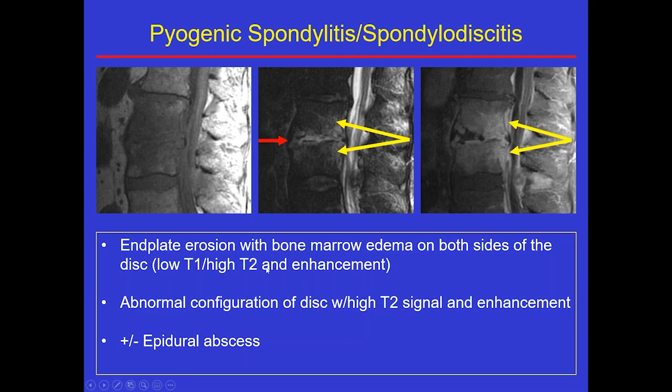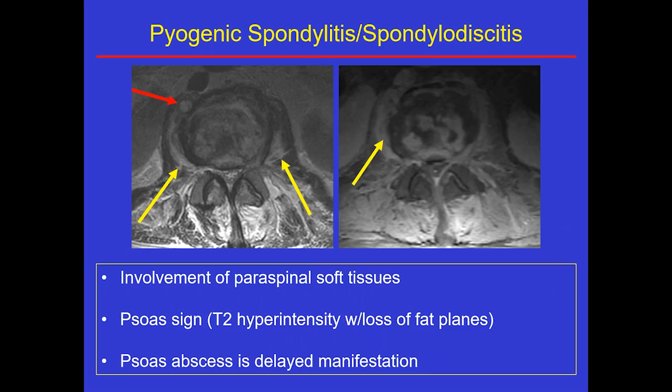So what we see are areas of end plate erosion on the T1 weighted images with bone marrow edema on both sides of the disc, as indicated by the yellow arrows here. There's low T1 signal, high T2 signal, and then enhancement. We have an abnormal configuration of the disc space. We've lost height, as well as have T2 signal and enhancement in the disc space. In this case, there is some epidural enhancement here, suggesting that there's a developing epidural abscess. So this is the classic imaging appearance of pyogenic spondylitis or spondylodiscitis.